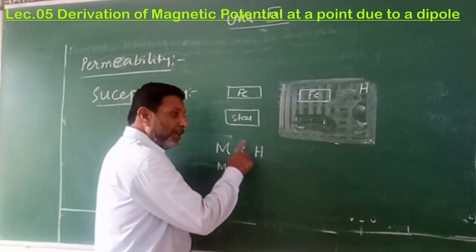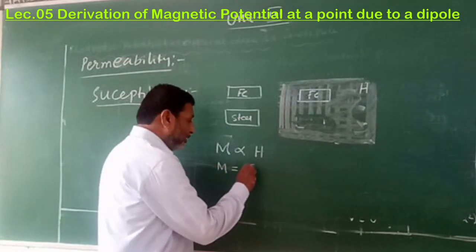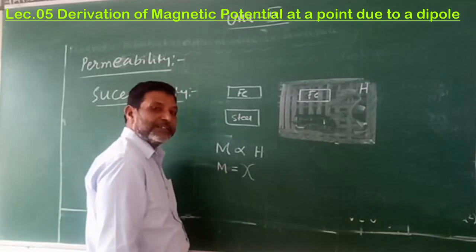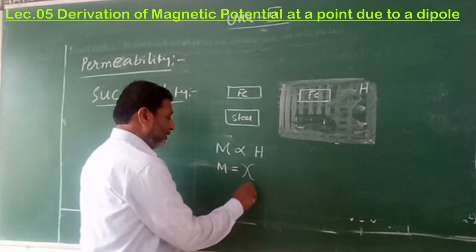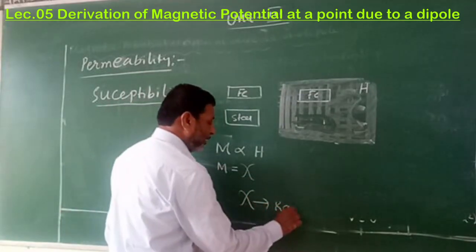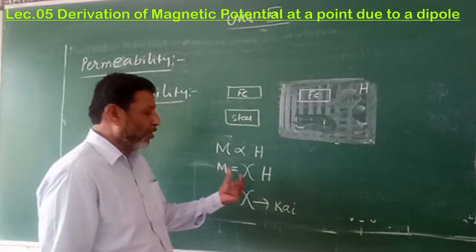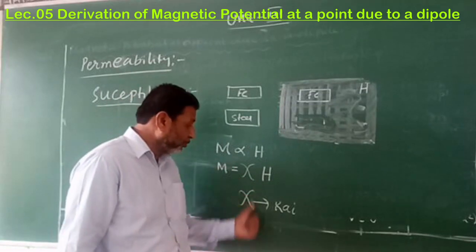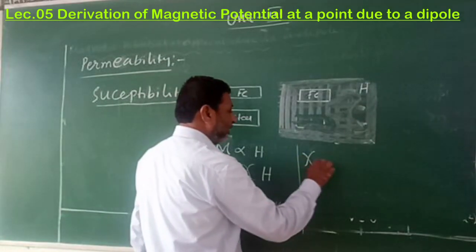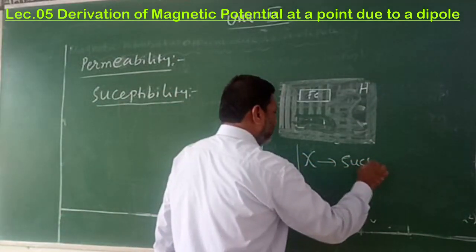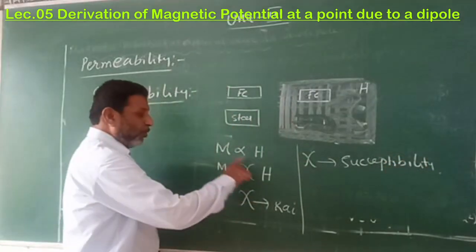Now, mathematically, in order to remove this proportionality, we will put some constant. That constant is represented by this symbol, which is pronounced as chi. This chi is a constant, and it is nothing but the susceptibility. Chi is the susceptibility. Now, from this, what is the equation?